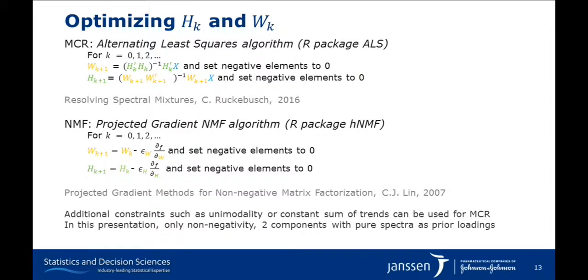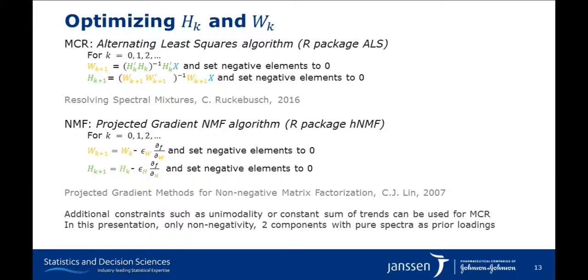In this work, to optimize the scores and the loadings for the method MCR, I've used an alternating least squares algorithm from the R package ALS. And at each iteration, the negative elements of the scores and loadings were set to 0 for the non-negativity constraint. And for the method NMF, I've used a projected gradient algorithm from the R package HNMF. And also the negative elements were set to 0 over the iterations.